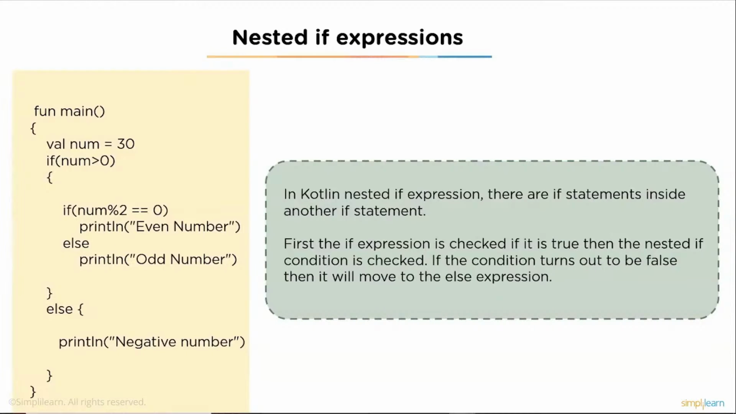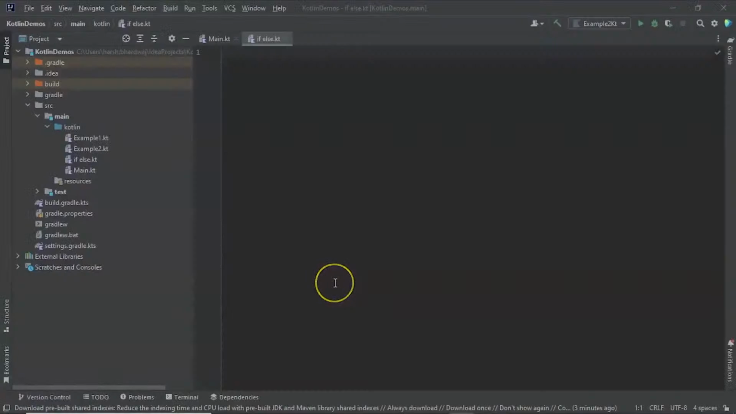So, as we have understood all of these expressions, now let's do the practical implementation. This is our code editor, IntelliJ IDEA. Here we will be doing some examples of Kotlin if else. So let's start with the first example of the if else expression.